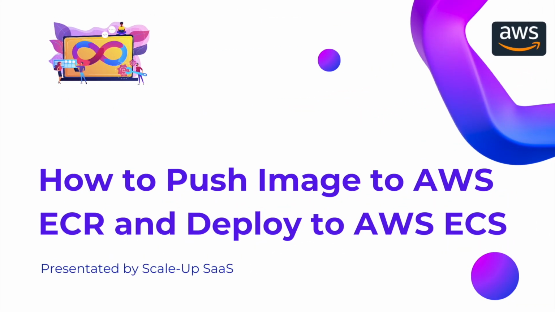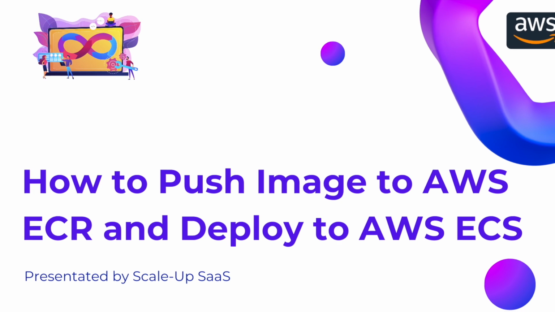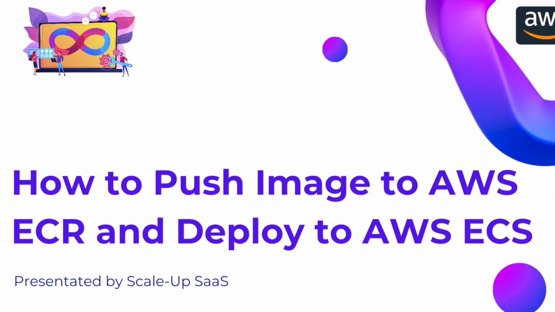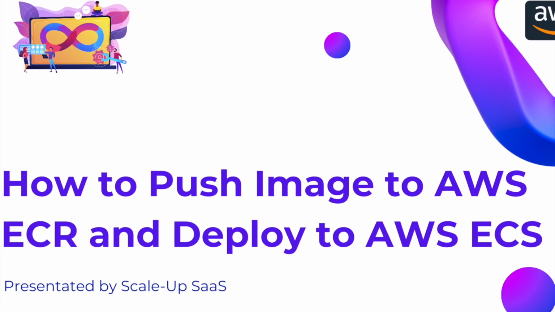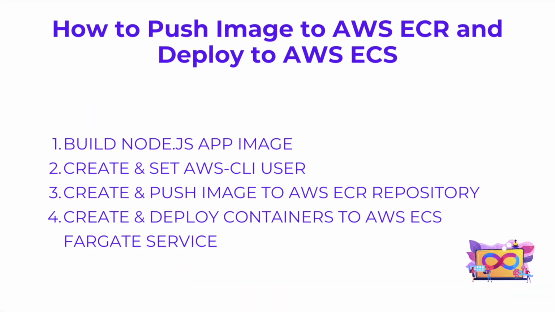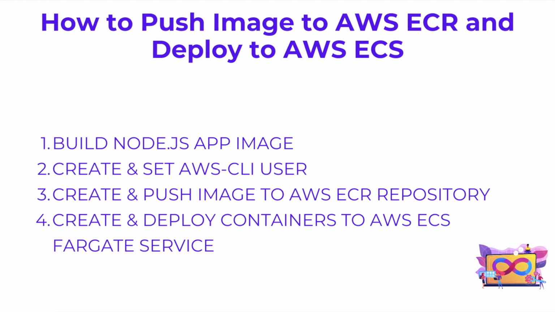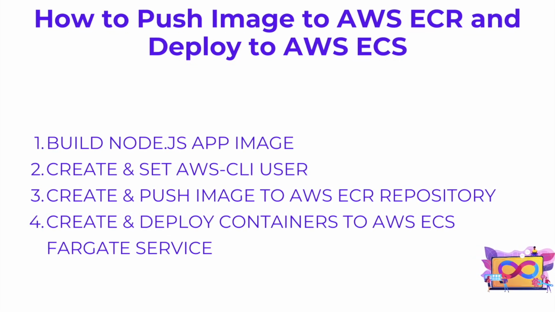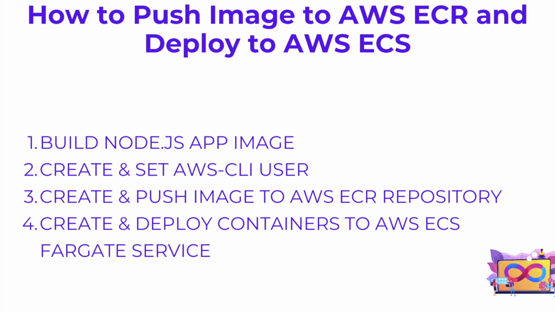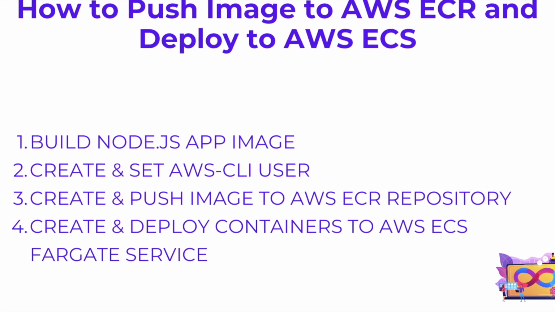In this AWS project, you will learn a step-by-step tutorial specially for beginners on how to push an image to AWS ECR and deploy to AWS ECS. You will learn how to build a Node.js image, how to create and set up an aws-cli user on your local computer, and then how to create an AWS ECR repository and push the image to that repository, and eventually how to create an AWS ECS Fargate service and deploy the container.